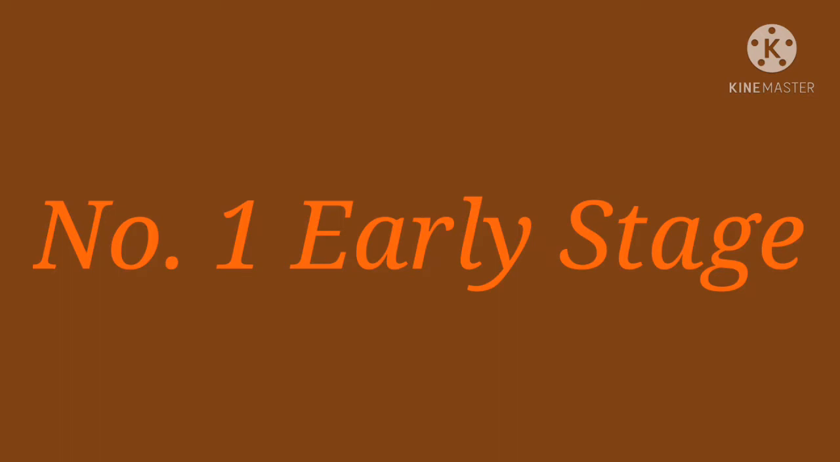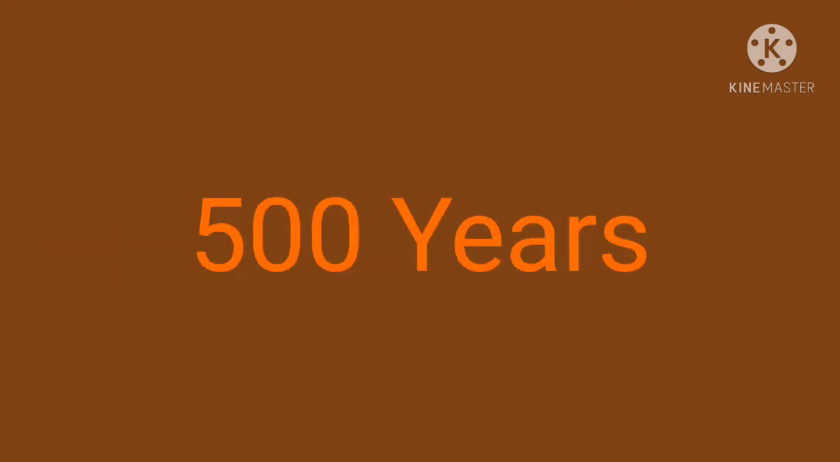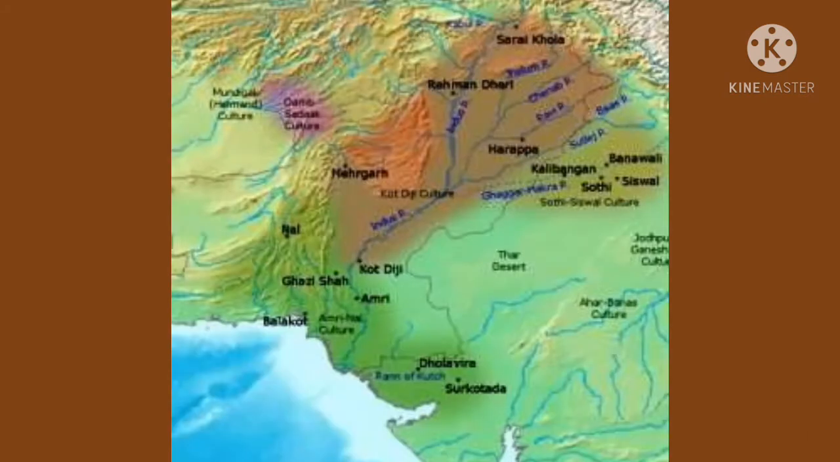Number 1, the early stage. This early stage lasted for 500 years. As you can see, in the early stages, the Indus Valley civilization was making its appearance in present-day Pakistan.